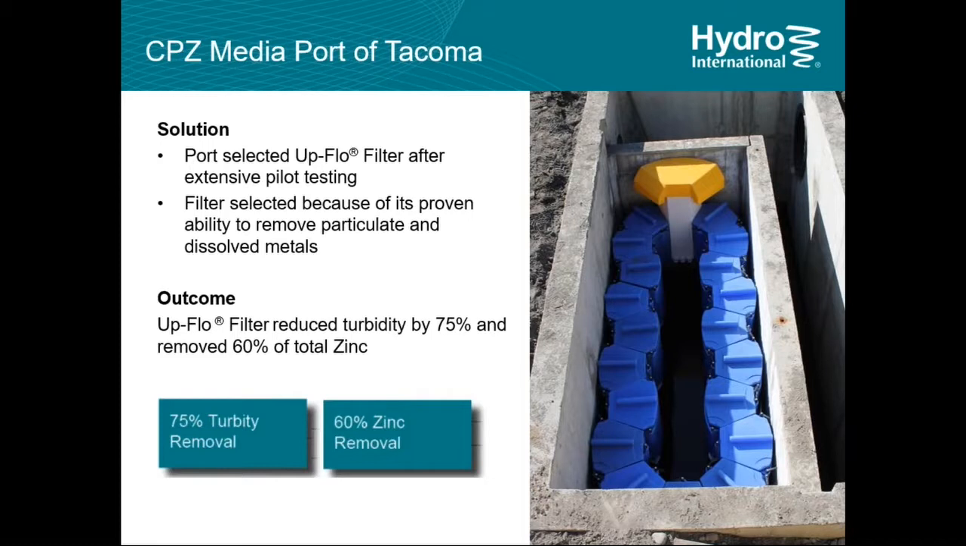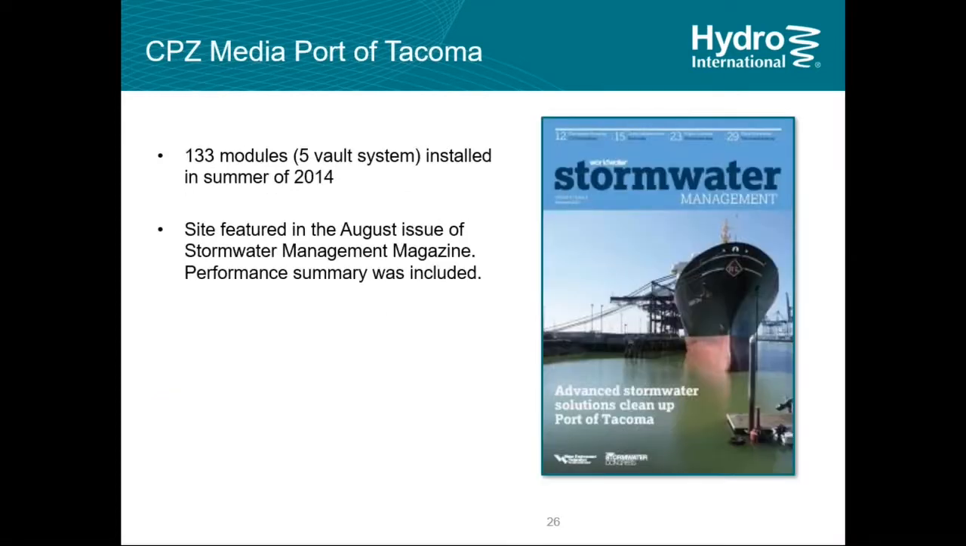With this equipment, you had to have aircraft loading. So we put it in an aircraft loaded system, below grade. Lots of challenges on this site from construction to operation. It was about 133 modules, a pretty large system, 5 volts. It was written up in the August issue of Stormwater Magazine.